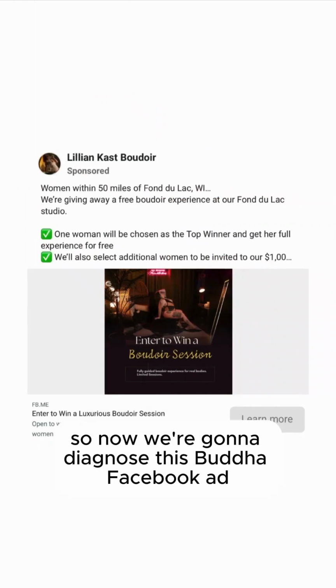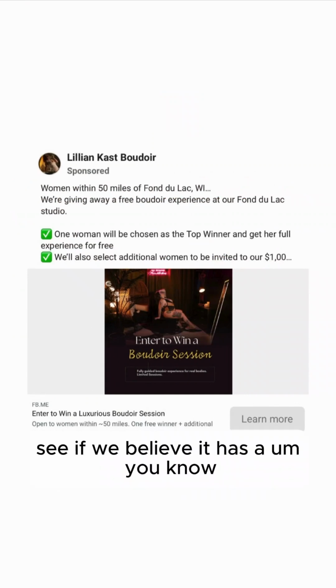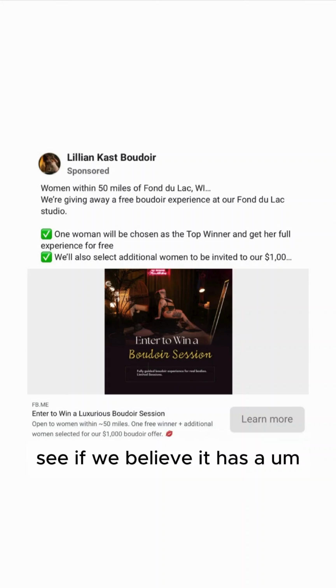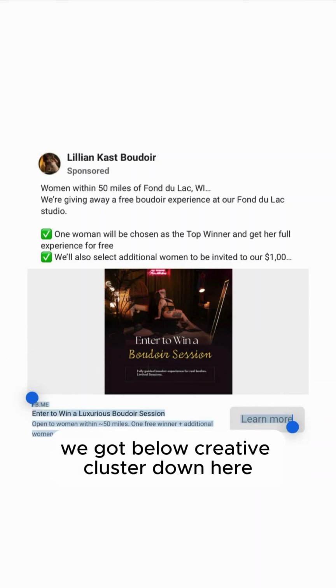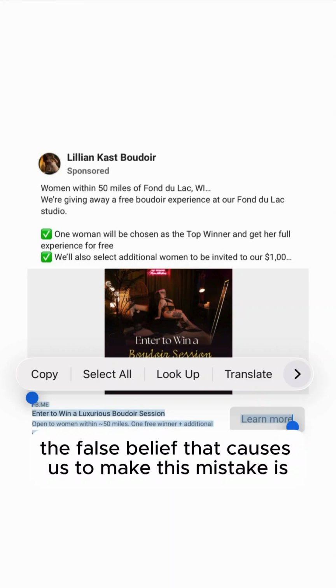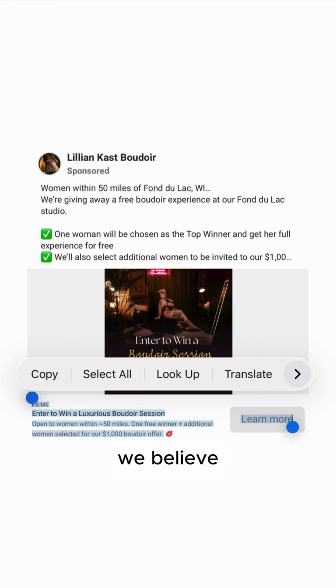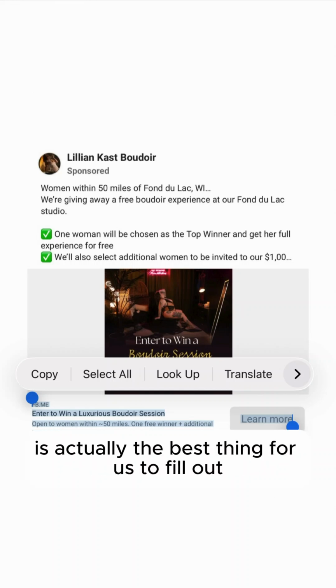So now we're gonna diagnose this Boudoir Facebook ad, see if we believe it has BLCS or not. So first thing we're looking at, we got the below creative cluster down here. The below creative cluster mistake. The false belief that caused us to make this mistake is that we're trusting that what Facebook tells us we should fill out when setting up our ad is actually the best thing for us to fill out.